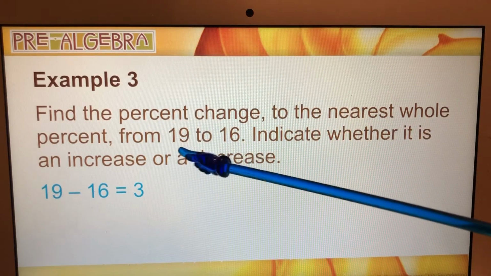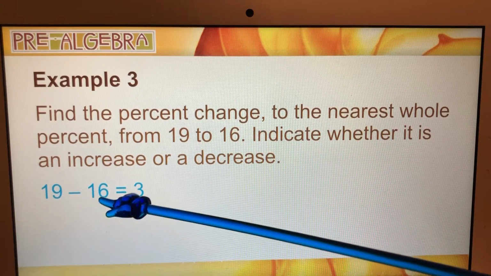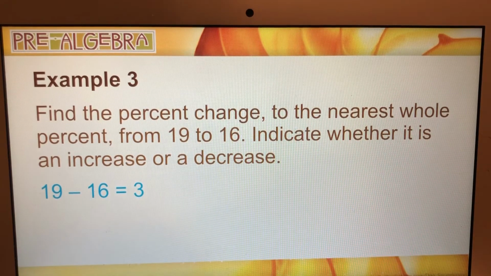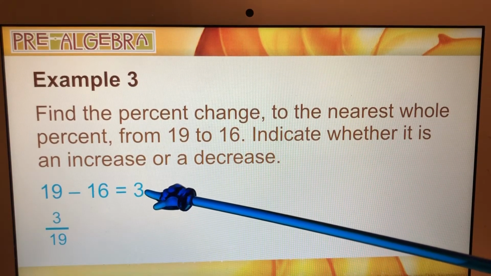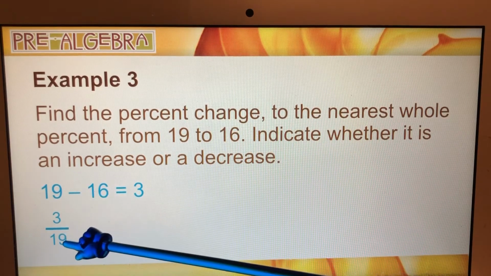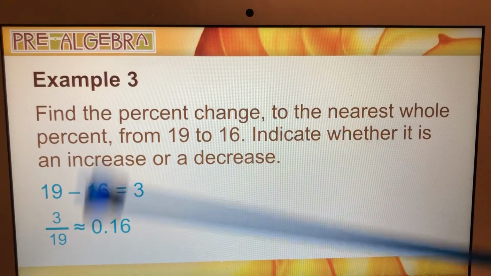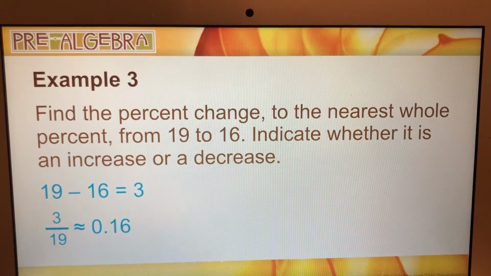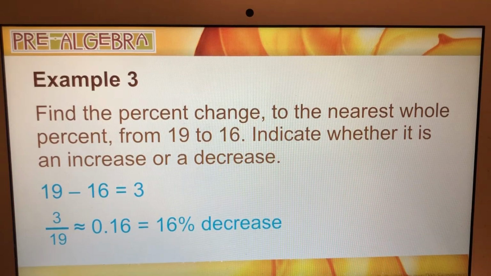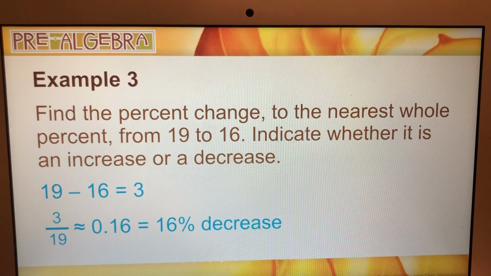Now, let's find the percent change. Okay, so 19 minus 16. I'm going to subtract my two numbers. I get 3. The 3 is the amount of change, and then I'm going to divide that by the original number. Then that's going to give me approximately 0.16. And I want to convert that into a percent, and it's going to be a 16% decrease.